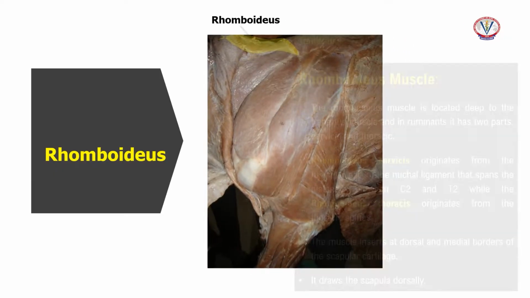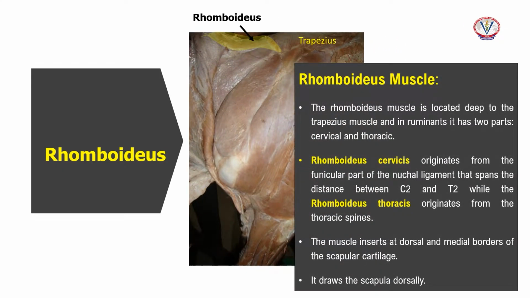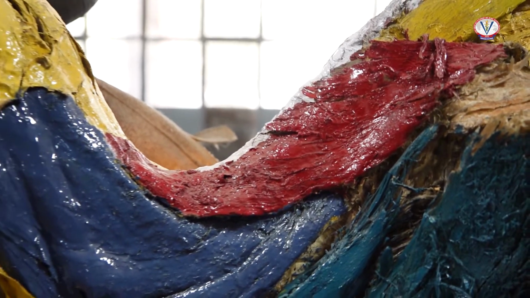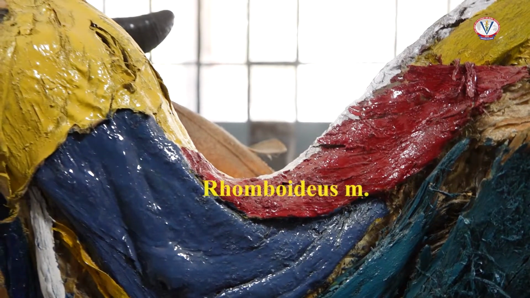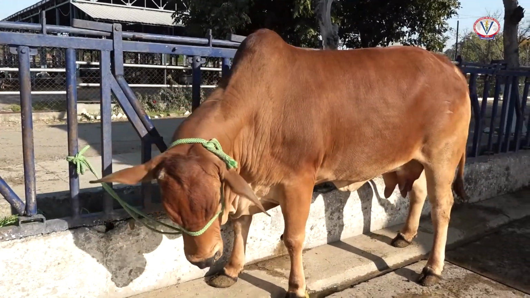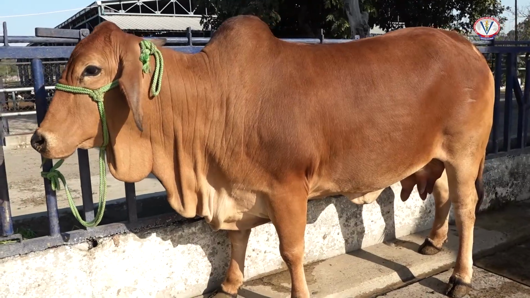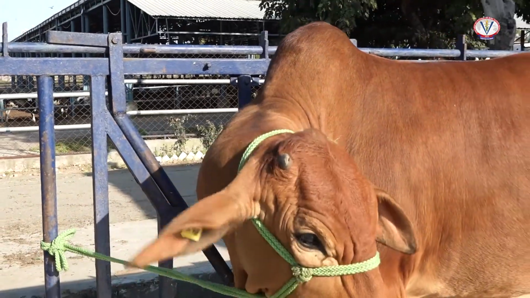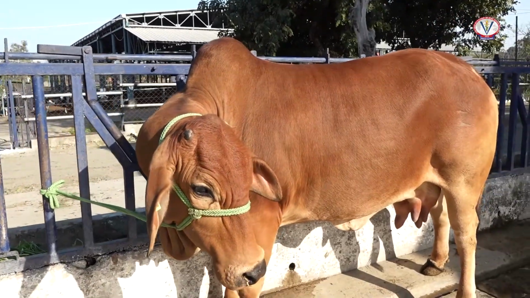The cervical part, that is rhomboideus cervicis, originates from the funicular part of the nuchal ligament that spans the distance between cervical vertebra 2 to thoracic vertebra 2, while the rhomboideus thoracis originates from the thoracic spines. The muscle inserts at the dorsal and medial borders of the scapular cartilage. It draws the scapula dorsally. The hump present in some breeds of cattle is an enlargement of the rhomboideus muscle. A hump is present in Bos indicus and Bos taurus indicus.